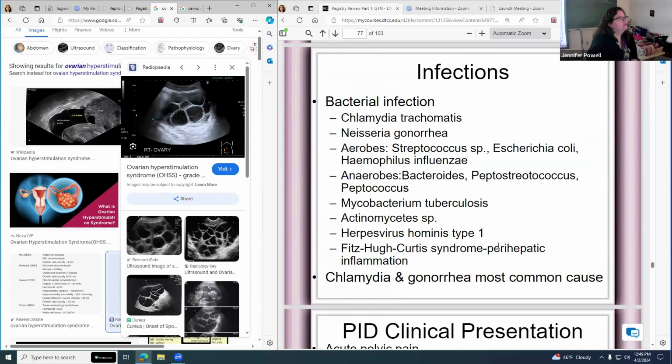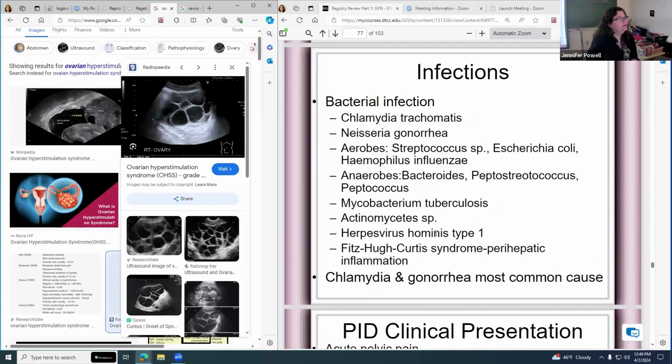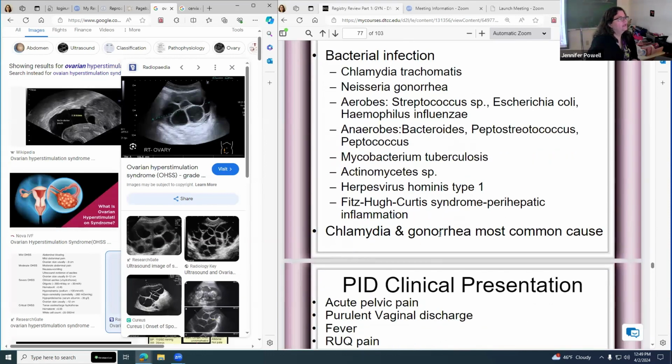herpes virus 1, this Fitz-Hugh-Curtis syndrome, which is perihepatic inflammation. I don't know the disease process for that, but I guess that is one of the causes. And chlamydia, gonorrhea are the most common cause. The nice thing is because they're bacterial, they can be treated with antibiotics.